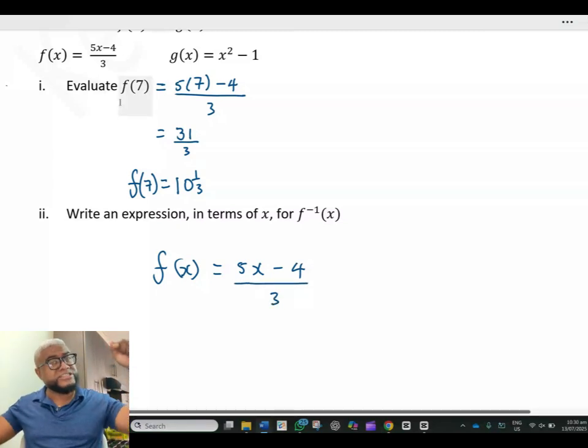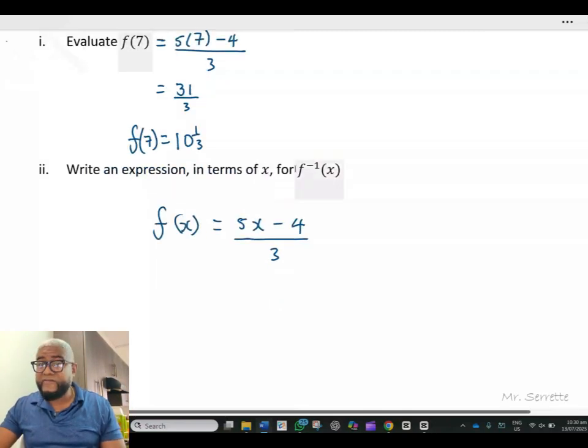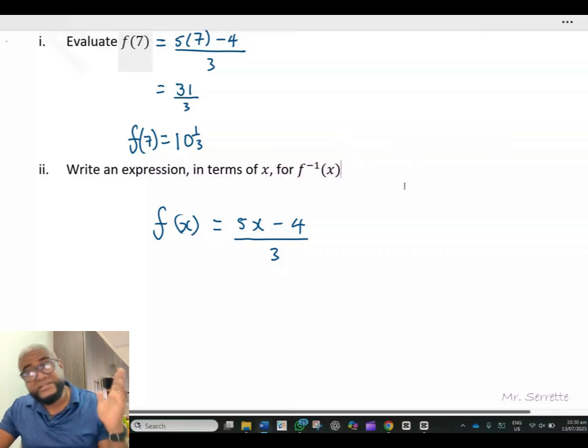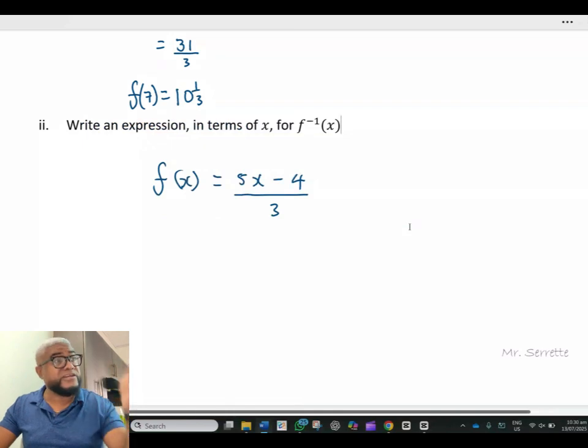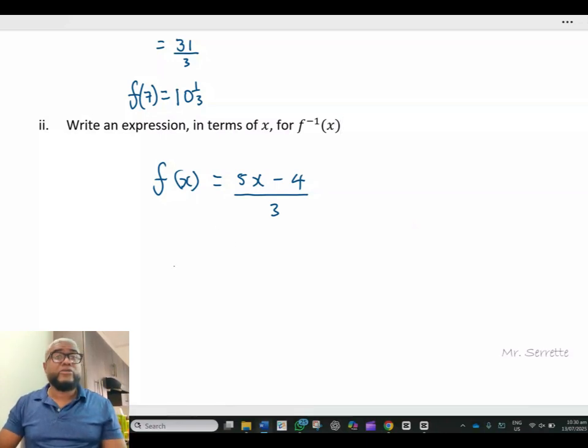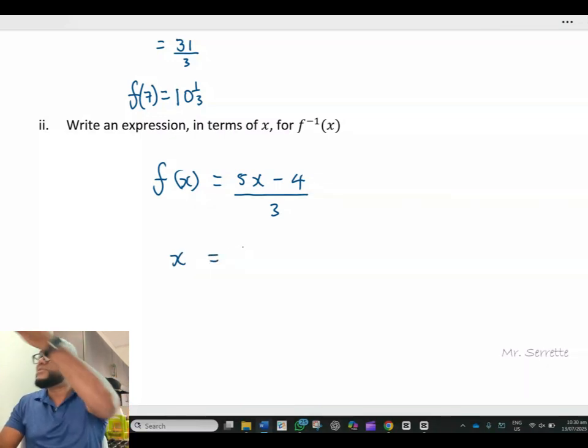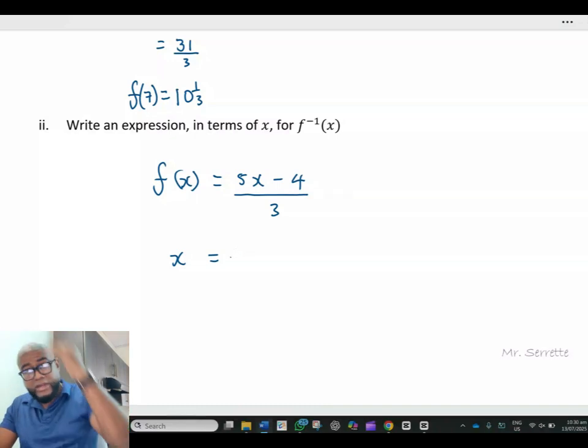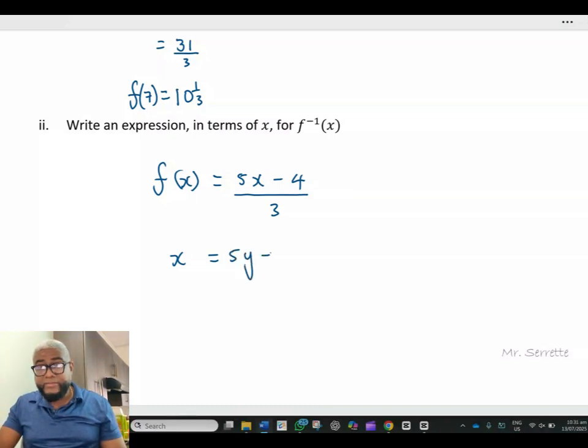So I want you all to watch your steps and tell me what's the first thing I'm doing. I want to find the inverse. Online, you can call out answers anytime. So tell me what's step 1. What to do? Replace f of x with y, right? So I did that. Then replace x with y. Make sure you've seen it. 5y minus 4 over 3.